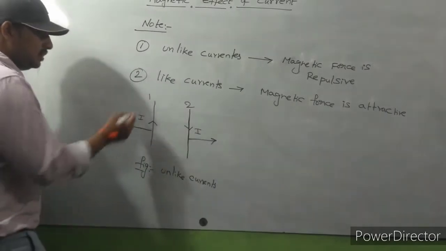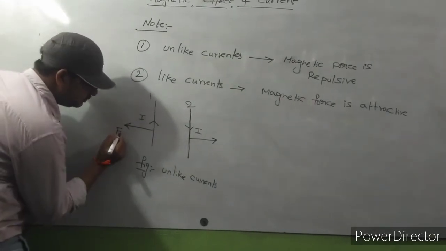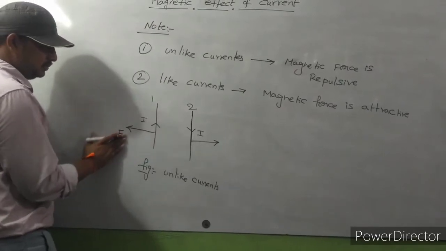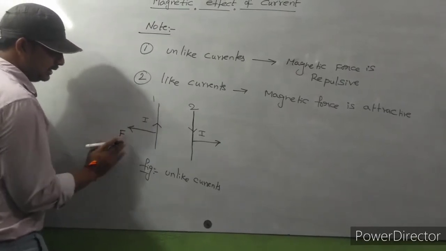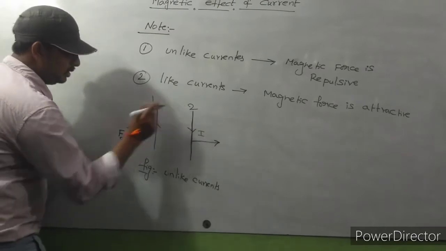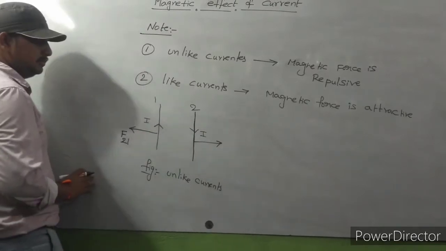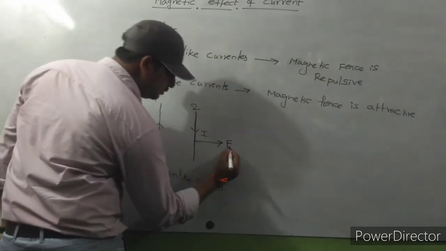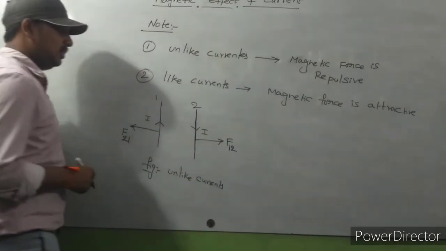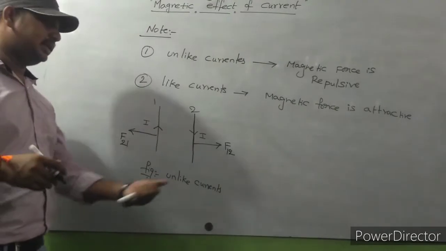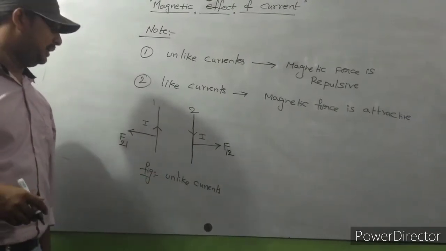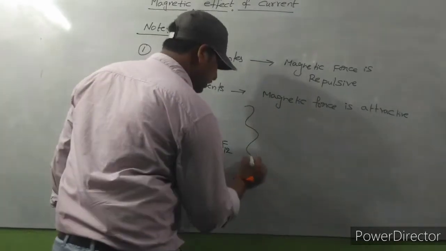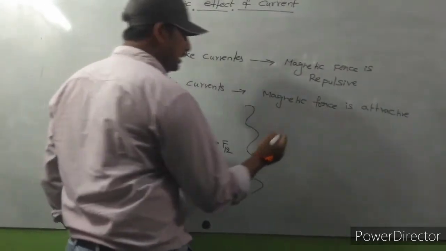How is the force acting? Force acting on the first wire due to the second wire is in this direction. Force acting on the second wire due to the first wire is like this. So these two are acting in opposite directions. These are repulsive forces for unlike currents.